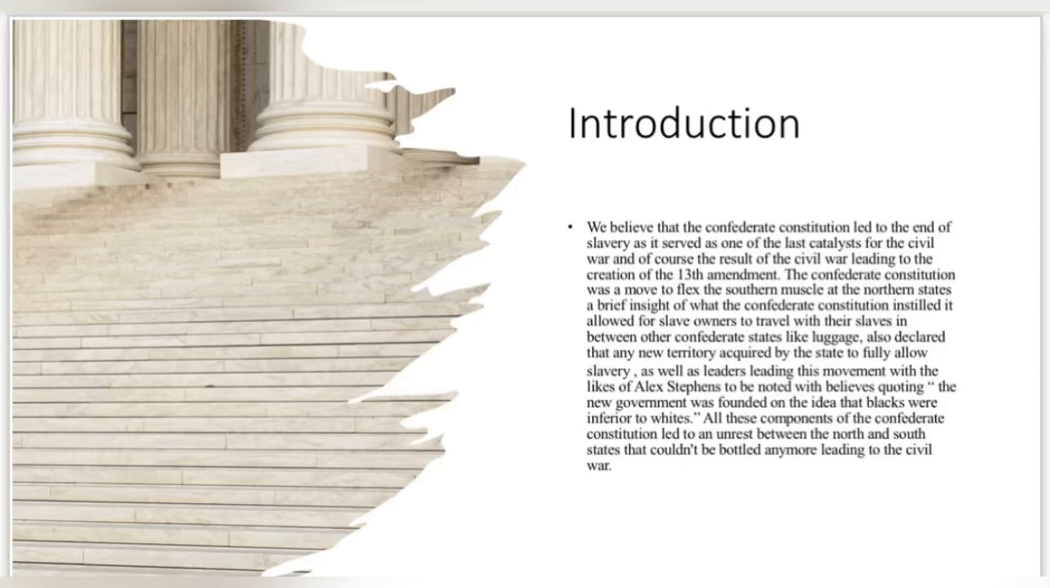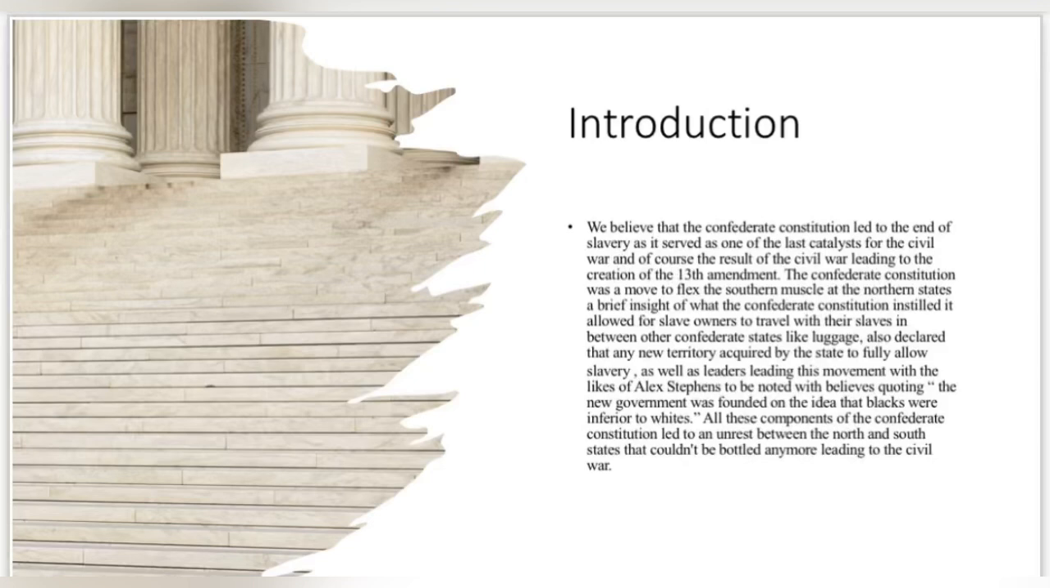A brief insight of what the Confederate Constitution installed: it allowed for slave owners to travel with their slaves in between other Confederate states like luggage. So this is important because it just shows how pro-slavery they are, that they're treating them like luggage.